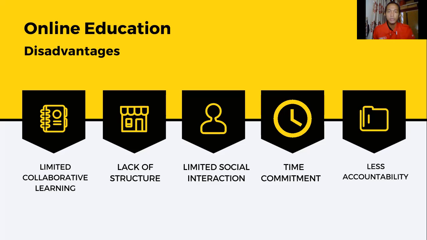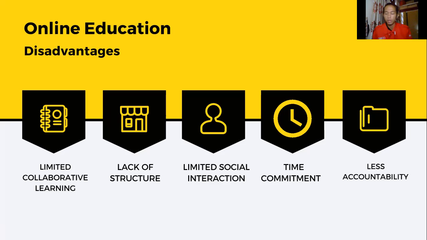The next is lack of structure. Lack of structure means that online students will easily get unmotivated because there's no one around to push them and to keep them motivated.